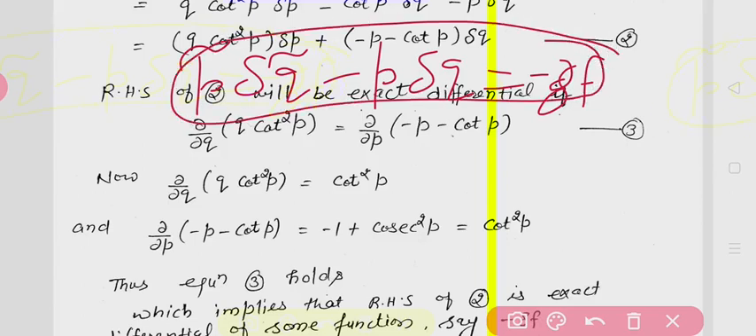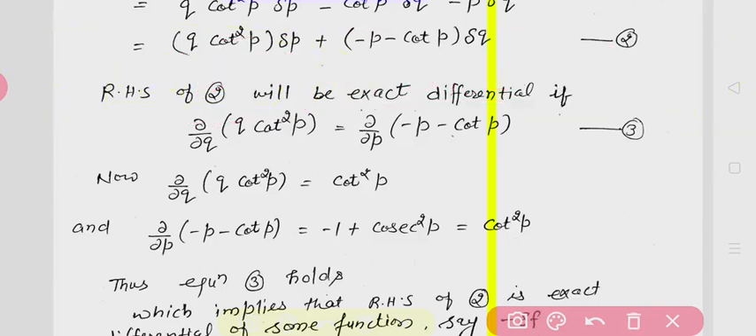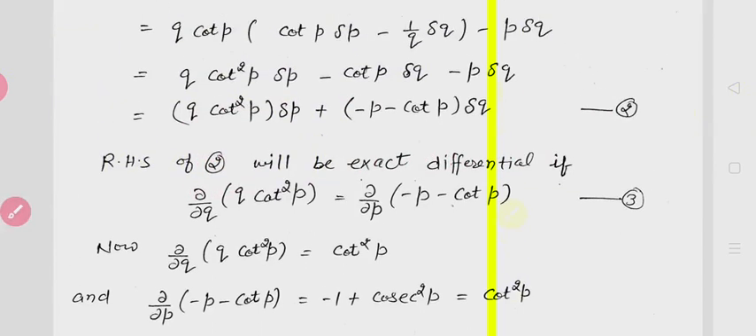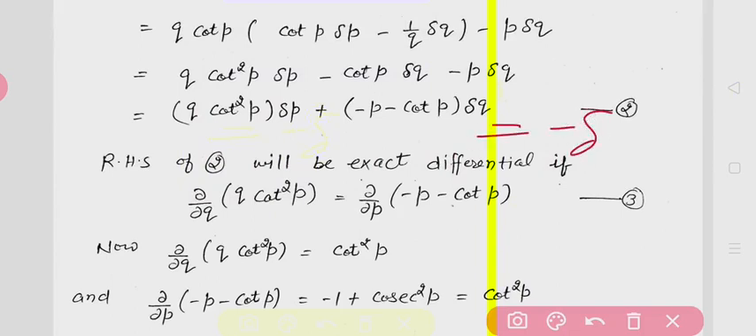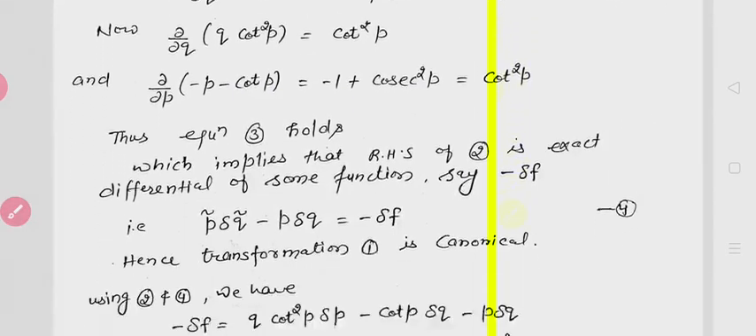Now you have to find out that function. Okay, we have to find the generating function. So as we saw, this is equal to minus of delta f, which is nothing but this one. Okay, I write down minus of delta f is equal to q cot square p delta p minus cot p delta q minus p delta q. Okay, again I rewrite this term over here.